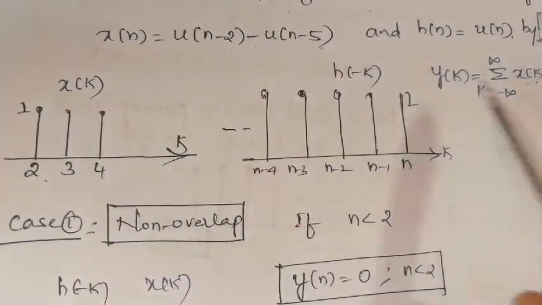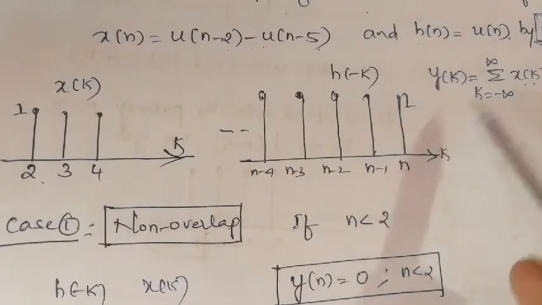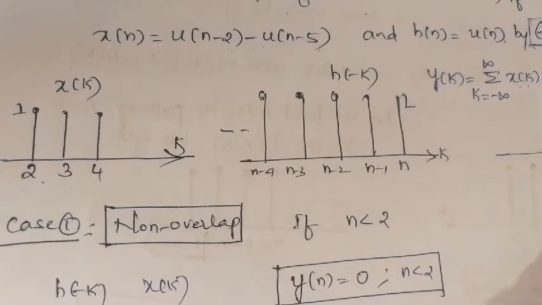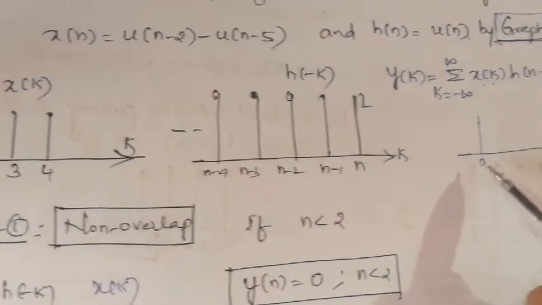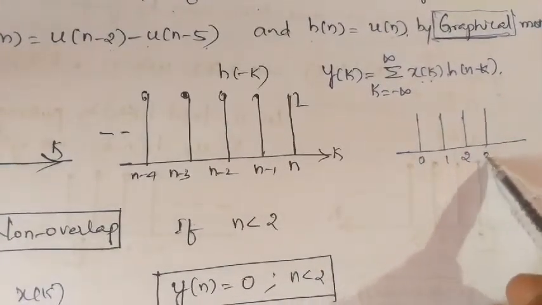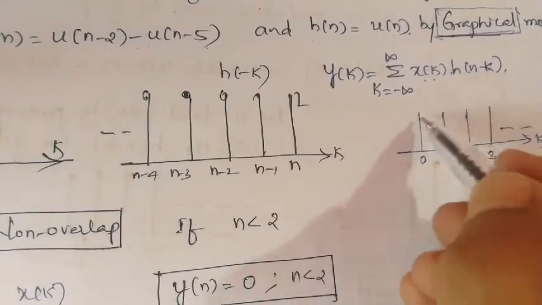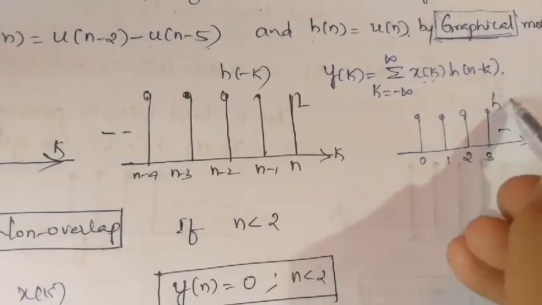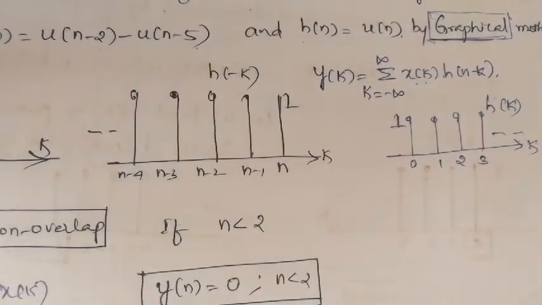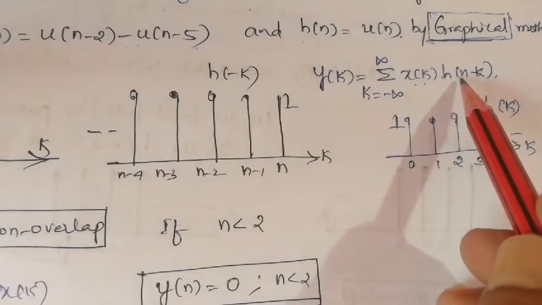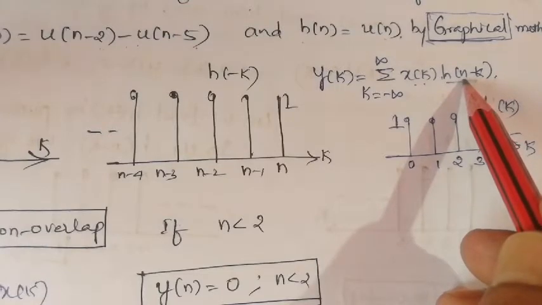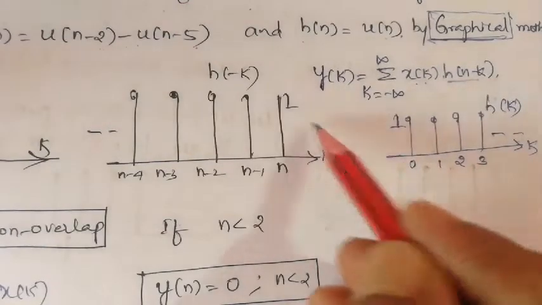And coming to the second sequence, that is u of n. If you are representing in terms of k, it starts from 0, 1, 2, 3, and so on. It is h of k having amplitude 1, but we want h of n minus k. We are going to calculate by substituting n equal to 0. If you substitute n equal to 0, it becomes h of minus k.